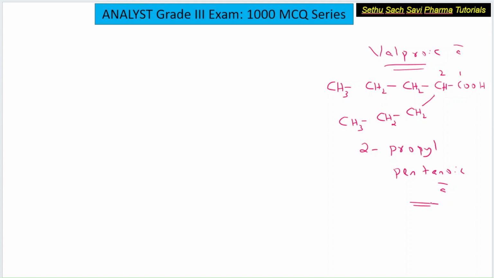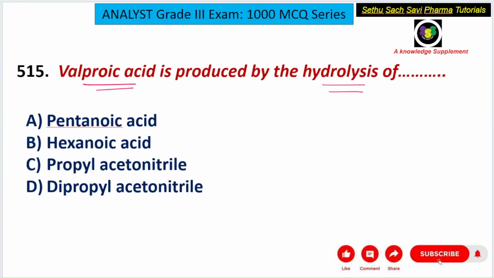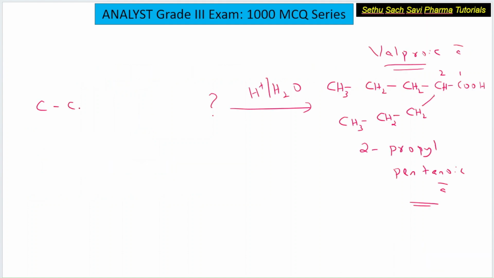It belongs to which class? Aliphatic carboxylic acid. Now the question is that this valproic acid is produced by the hydrolysis of which compound? So let's look into the choices. The A choice is pentanoic acid. What is pentanoic acid? It's a 5-carbon acid, right? So this is the structure of pentanoic acid, CH3, CH2, CH2, CH2, COOH. So if you hydrolyze this pentanoic acid, will you get valproic acid? No, because valproic acid has a propyl group also at the second carbon. So on simple hydrolysis, pentanoic acid cannot give valproic acid.